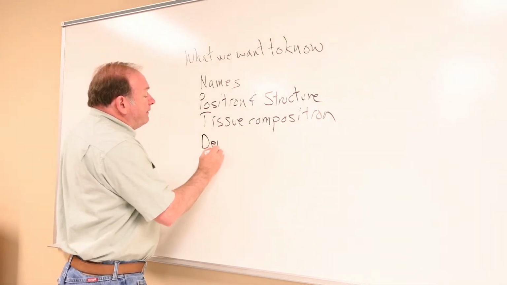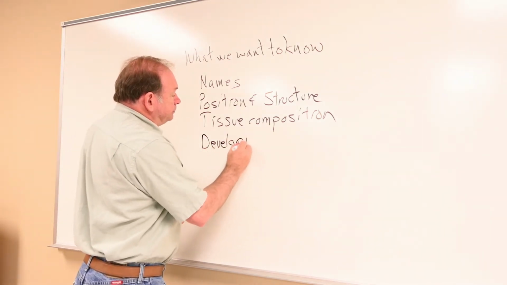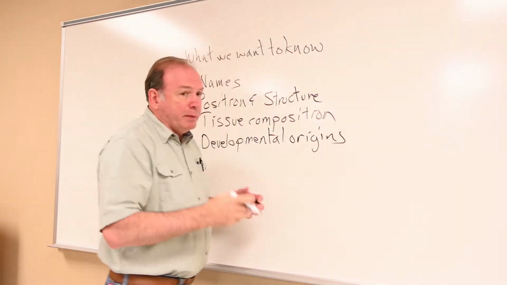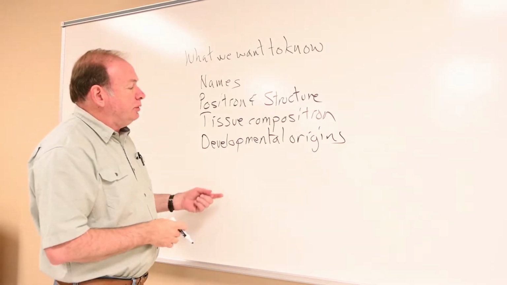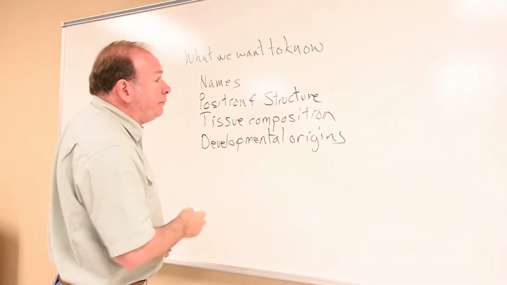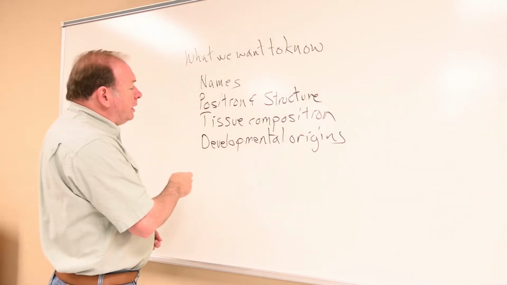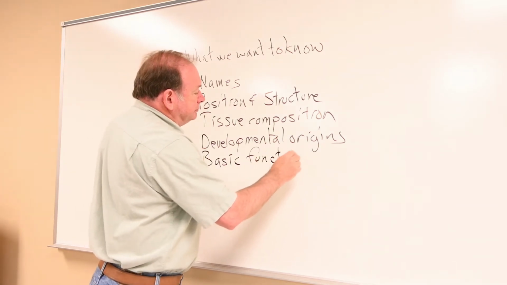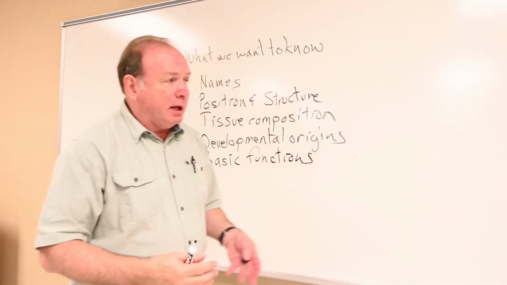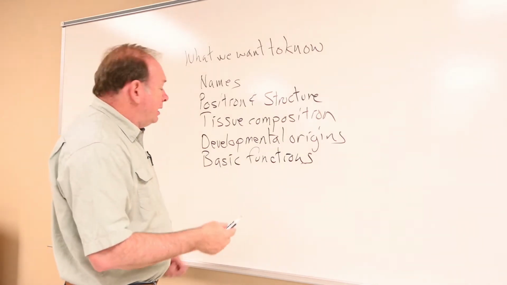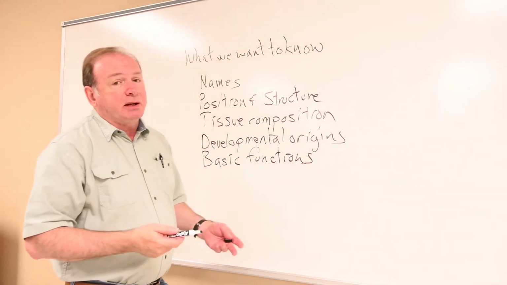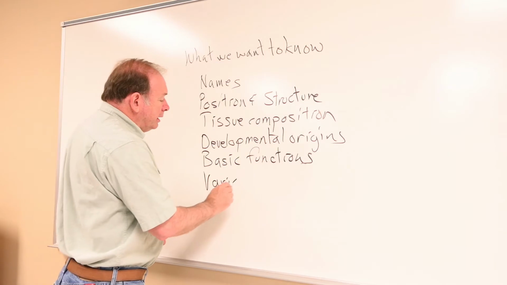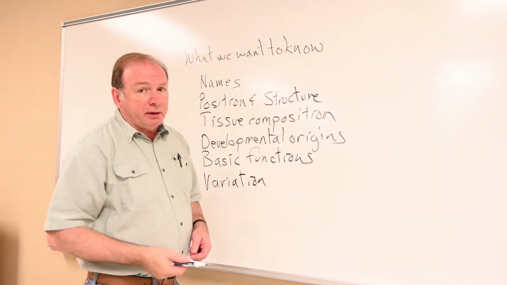We'll also want to deal with developmental origins. This is embryology, how from the embryo we get whatever organs and tissues we want to study in anatomy. We'll also want to identify some basic function, why the part is there, the anatomical utility of whatever we're looking at. And since this is comparative anatomy, we're going to look at variation between one species and another, the comparative look.